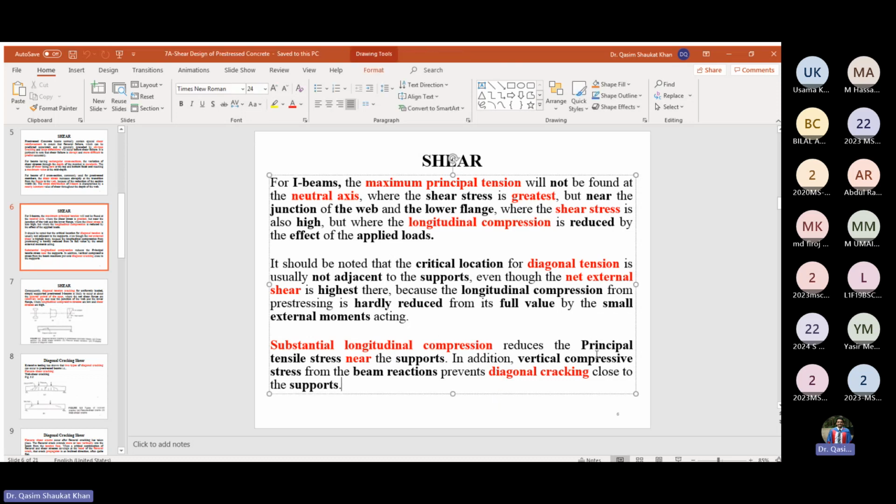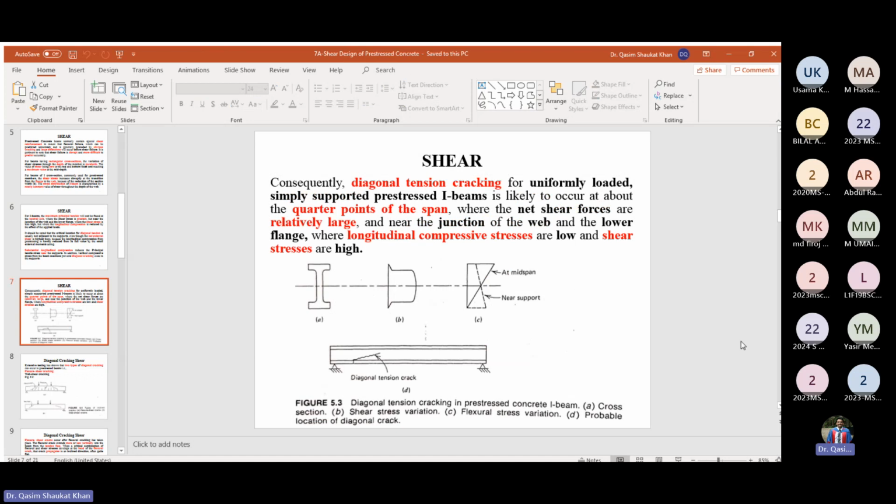Okay. Then it should be noted that the critical location for diagonal tension is... diagonal tension. If you recall in your undergrad and MSc classes in reinforced concrete, it is very important at what point from the face of the support you have the maximum shear.